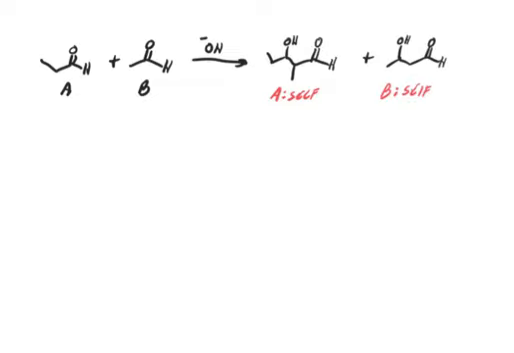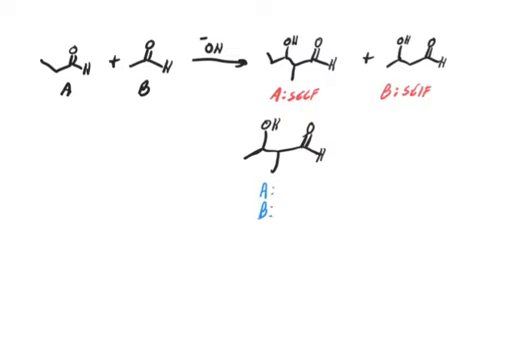Now we could also have A reacting with B. But not only do I have A reacting with B, I could switch which one's the nucleophile and which one's the electrophile. Okay, so in the first example, I'm going to draw the product, and let's see if we can figure out which one this is. Okay, so in this one, this is A reacting with B.